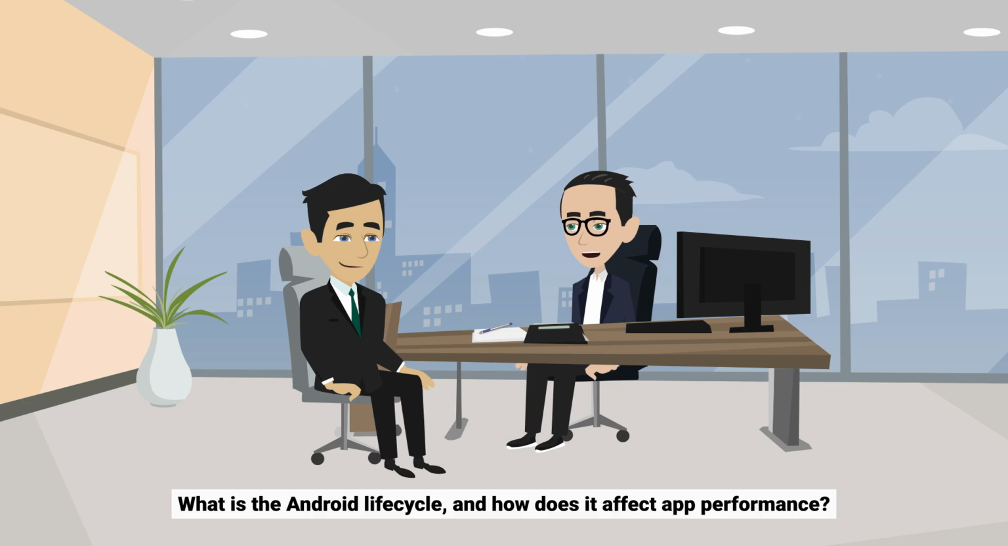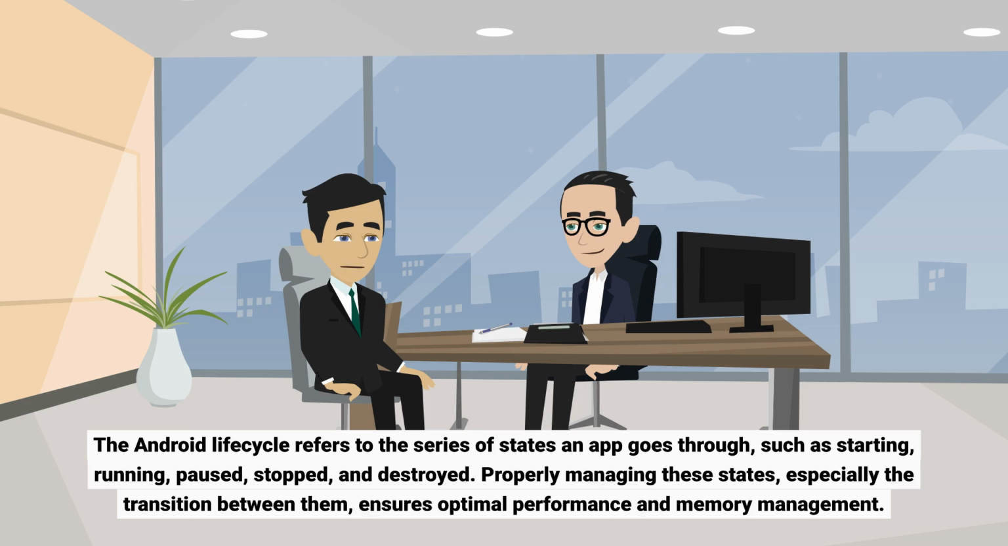What is the Android lifecycle and how does it affect app performance? The Android lifecycle refers to the series of states an app goes through, such as starting, running, paused, stopped, and destroyed. Properly managing these states, especially the transition between them, ensures optimal performance and memory management.